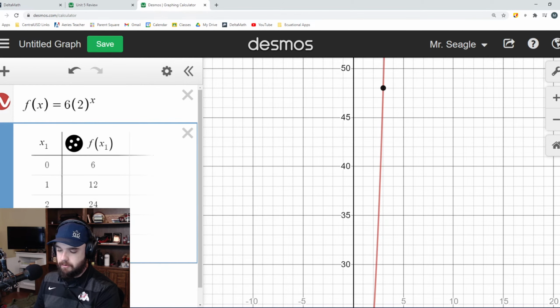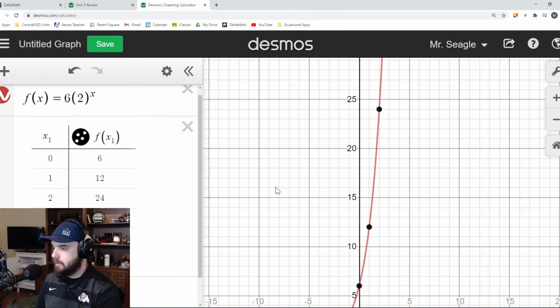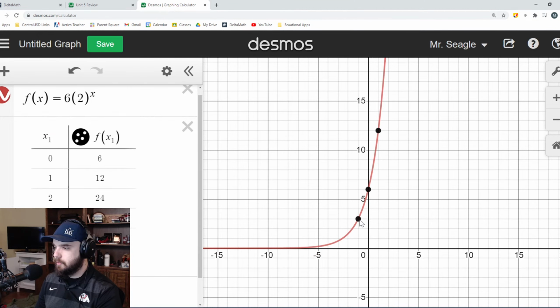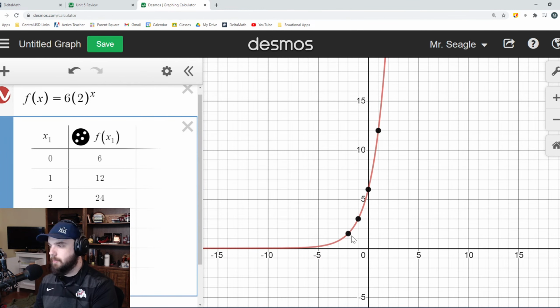We can also go the opposite direction. If I want to go -1 for my x, at -1 we're going to be at 3. For multiplying when we go right, we're going to be dividing going the opposite direction. So if I want to go to -2, we'll cut that in half, it's going to be 1.5. Then it's going to be 0.75.